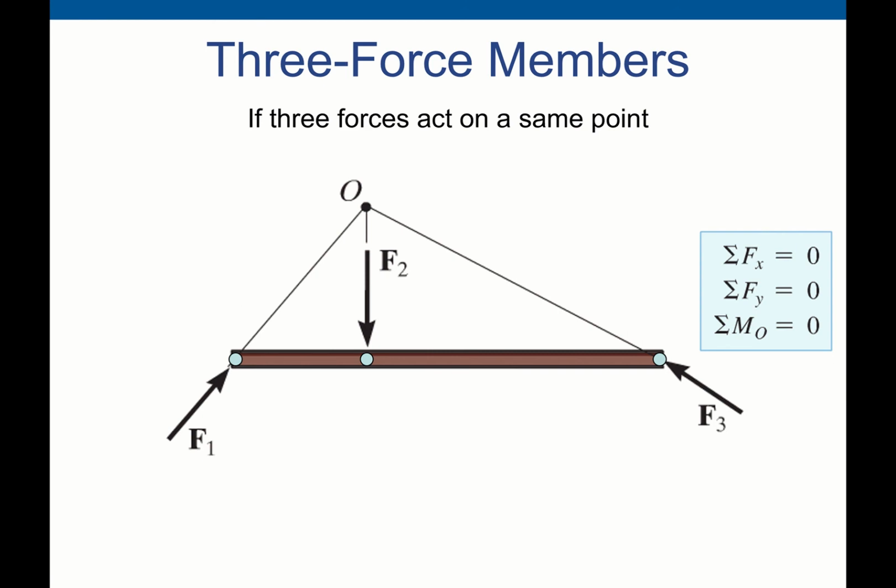This is the three force member. What is a three force member? There are three forces acting on it. They are intersecting at the same point, which is point O. If you see force 1, force 2, force 3, they are acting on the beam, which means they are all external forces. But if you extend the lines of action, they cross at one point. They are acting on the same point, which means this is a three force member.